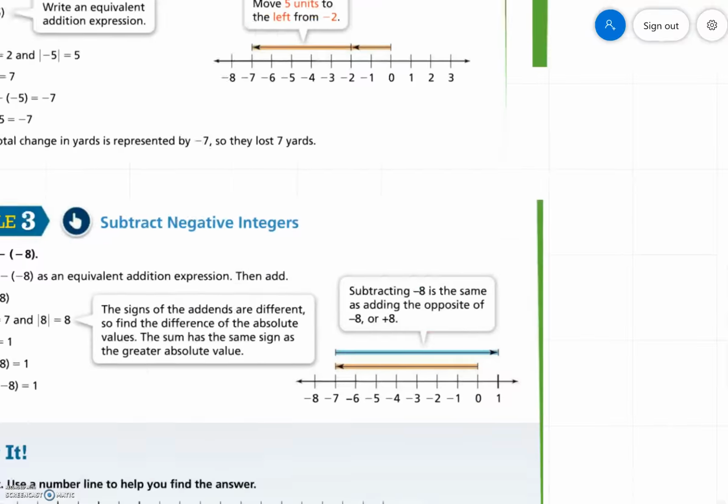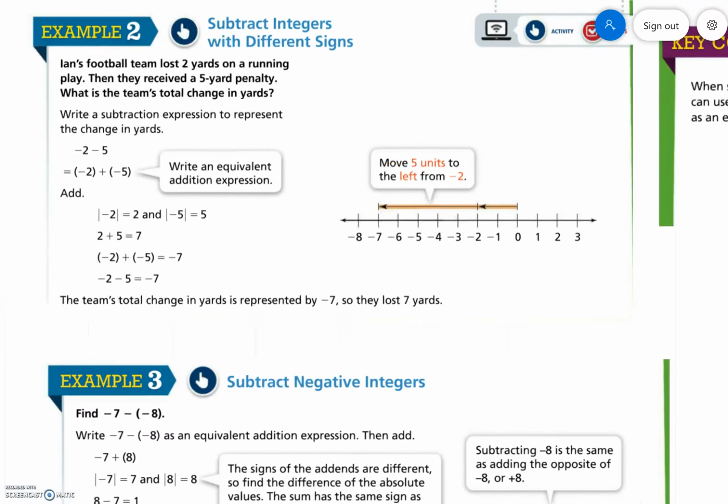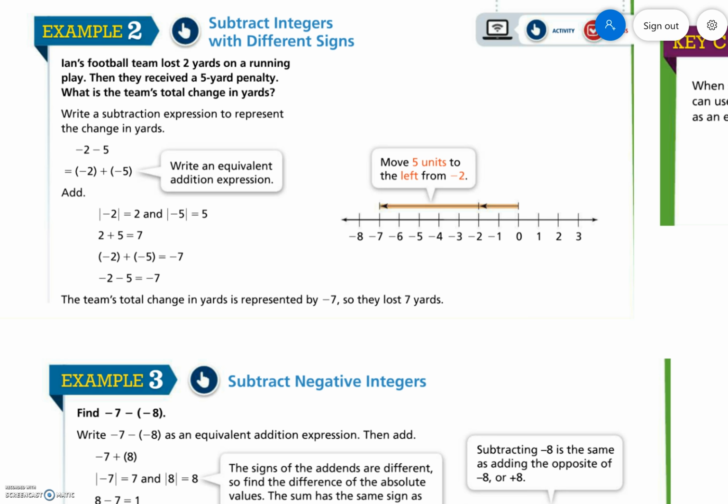Next, example 2. Ian's football team lost 2 yards on a running play when they received a 5-yard penalty. What is the team's total change in yards? So they lost 2 yards. A loss is positive or negative? Negative. And then they received a 5-yard penalty.